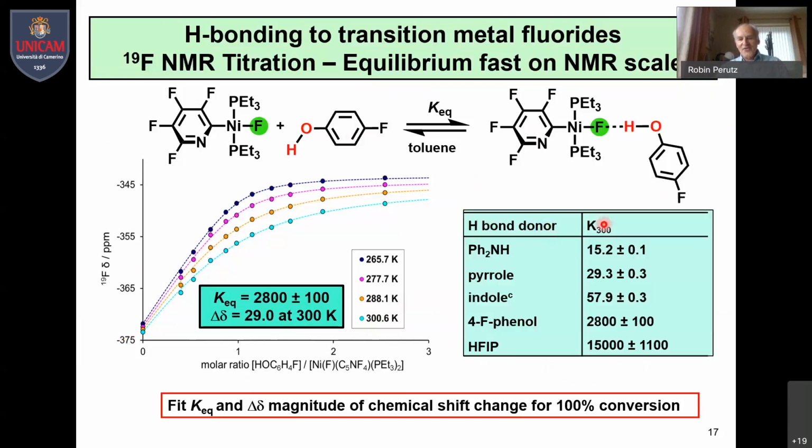And we can change the hydrogen bond donor. Here we have 5 different hydrogen bond donors, varying from diphenylamine to hexafluoroisopropanol, and the equilibrium constant changes by a factor of 1,000. So please don't say, oh, hydrogen bonds are always worth about 5 kcals or something like this, 20 kilojoules. They vary immensely in strength, and you can choose where you want to do your reaction.